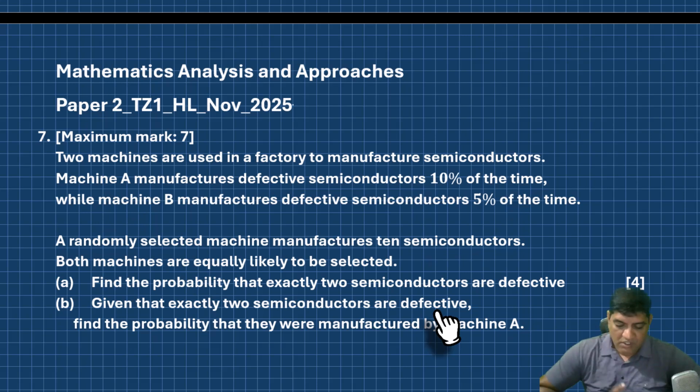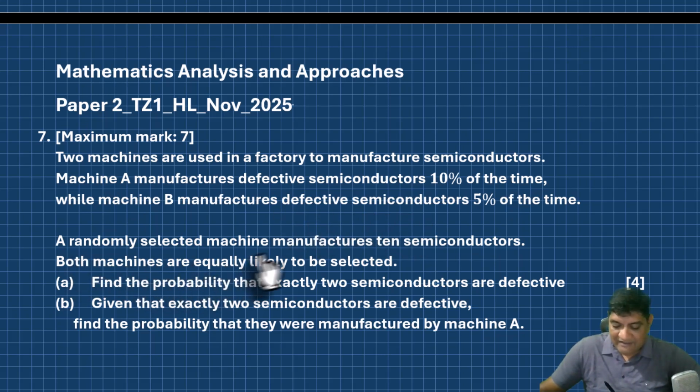Bayes theorem in this. The question says that there are two machines, machine A and machine B, and both of them are manufacturing some kind of semiconductor. Machine A has a probability of 10% or 0.1 of manufacturing a defective semiconductor, and machine B has 0.05 probability of manufacturing a defective semiconductor.